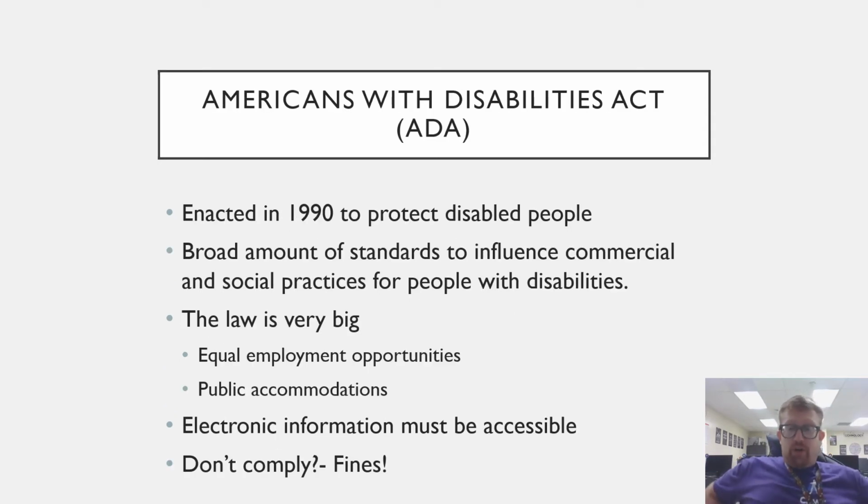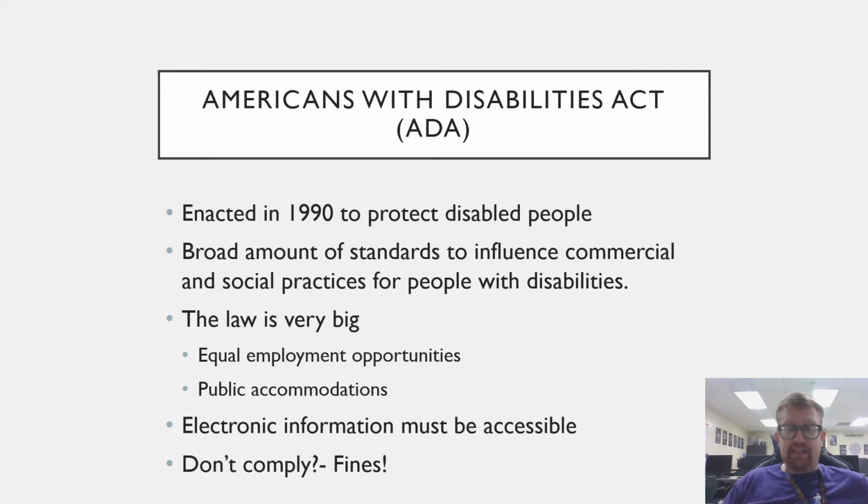So this first part of this section on development principles is going to talk about the different laws and requirements that we have. So the first one is the Americans with Disabilities Act, or the ADA. This was enacted in 1990 to protect disabled individuals and Americans. There's a broad amount of standards to influence commercial and social practices for people with disabilities. When we talk about commercial, we're talking about businesses and companies, and social practices, things that people should be doing in order to accommodate people with disabilities. This law is a very, very big law. There's a lot to it and a lot of components.